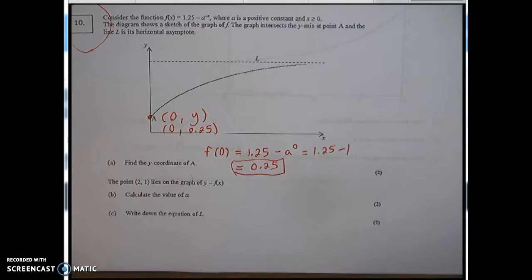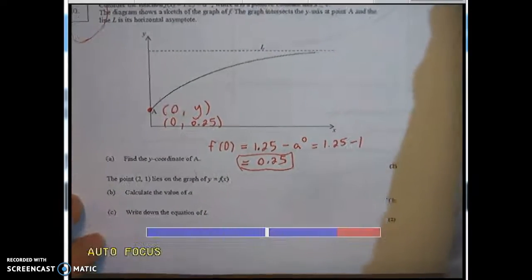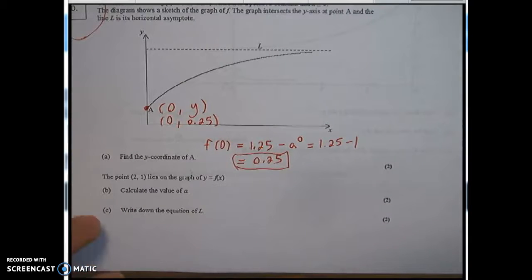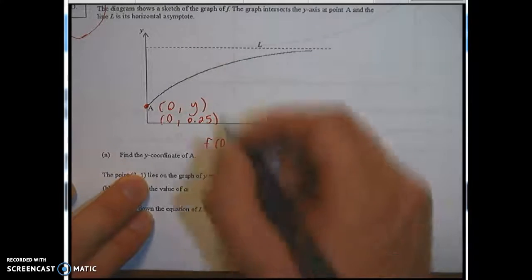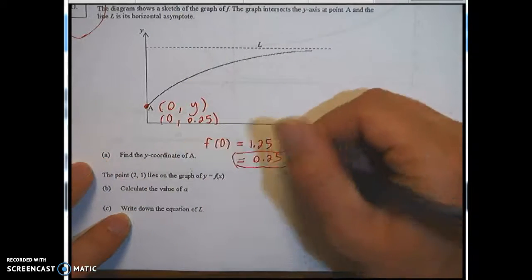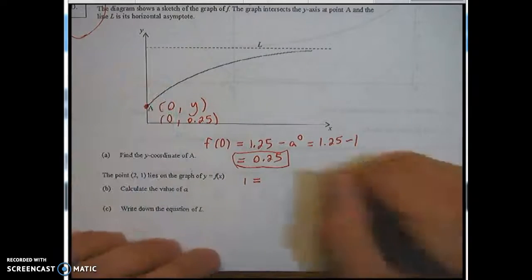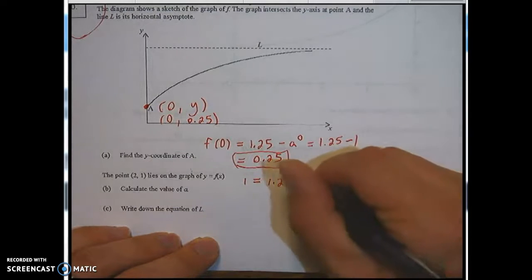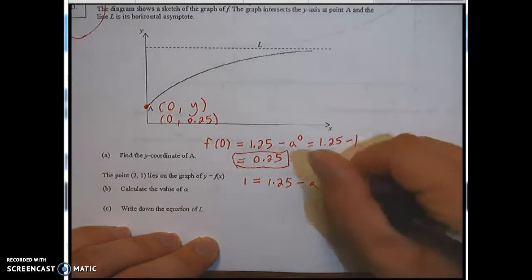The point (2, 1) lies on the graph y equals f of x. Calculate the value of a. All right, on this one, we are given the equation, we're given an x and the y, we just need to plug in the information we have. So the y that we're given is 1, so for f of x I'm going to plug in 1, and I'm going to just go with the equation here, 1.25 minus a to the negative 2.